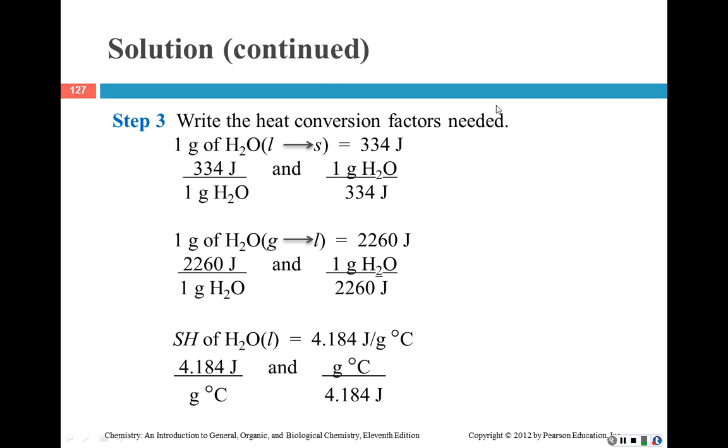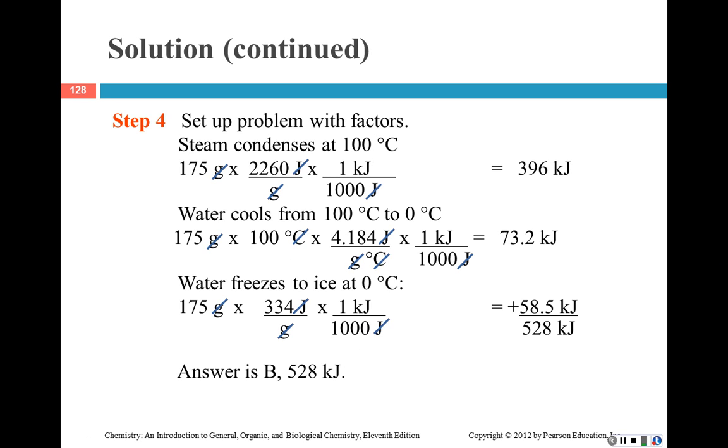You've got 334 joules per gram of water. That gets you liquid water to solid water. You've got 2260 joules per gram of water to go from a gas to a liquid. And the specific heat of water, which is 4.184 joules per gram degrees C. Now this is like the exciting climax of the whole thing we've been doing, tying it all together, sort of.